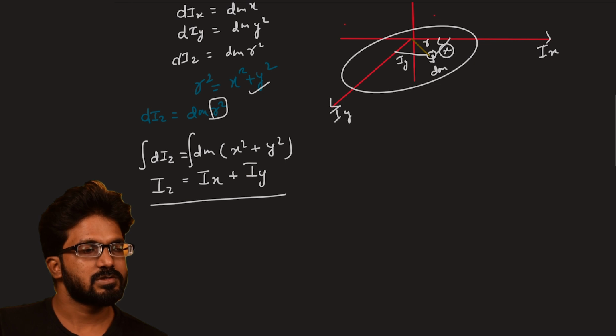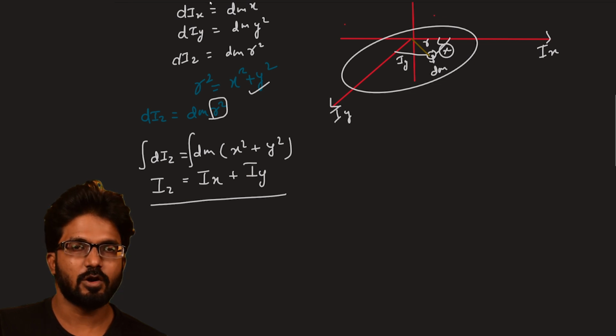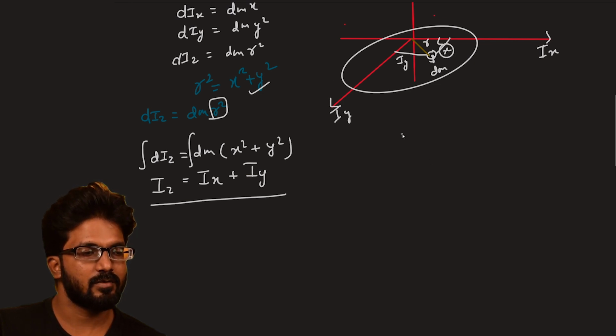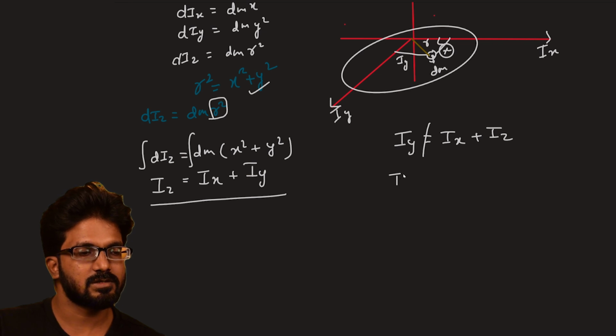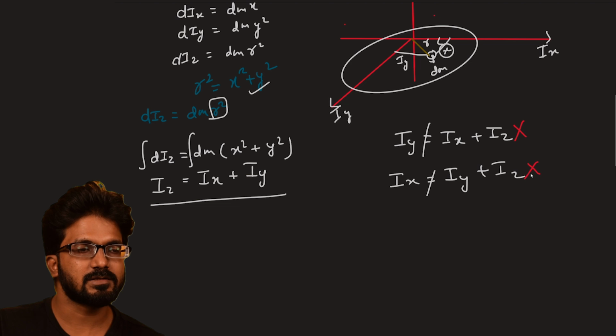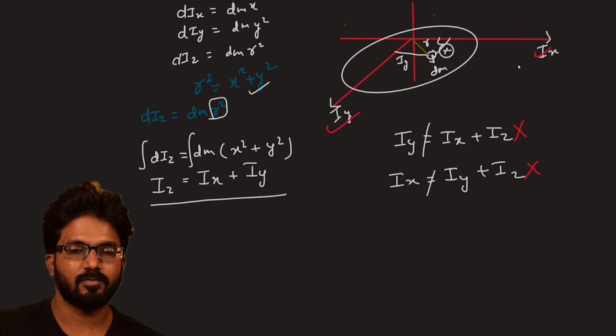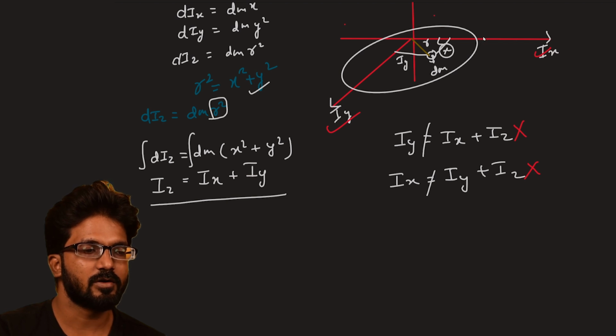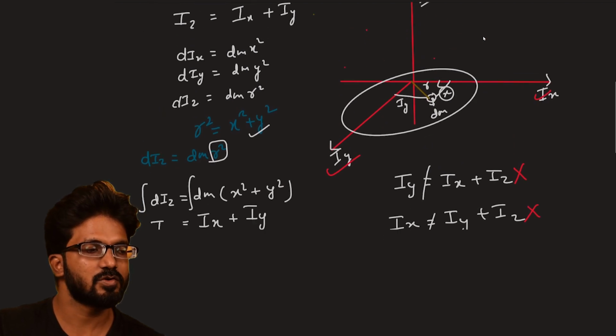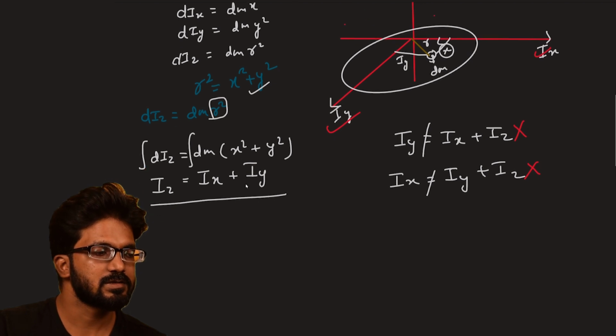Remember that with this axis, the perpendicular axis theorem is not valid for Iy equal to Ix plus Iz. This is wrong. And Ix equal to Iy plus Iz is also wrong. These two are not valid because the planar axes that we are taking are Ix and Iy. The object that is planar is lying on the x and y plane, and the z axis should be perpendicular to it. So the axis that is perpendicular should only be equated with the x and y axes here.